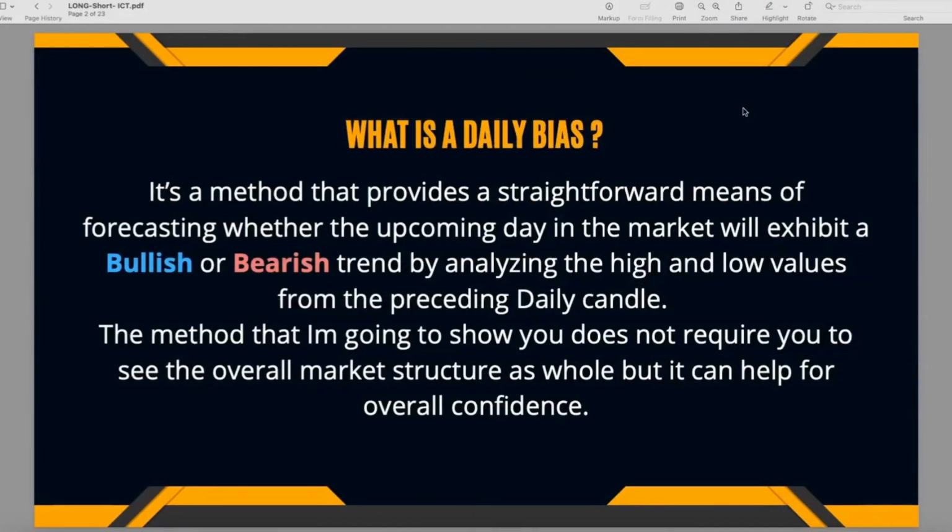So what is a daily bias? It's a method that provides a straightforward means of forecasting whether the upcoming day in the market will exhibit a bullish or bearish trend by analyzing the high and low values from the preceding daily candle. The method that I'm going to show you does not require you to see the overall market structure as a whole, but it can help for overall confidence.